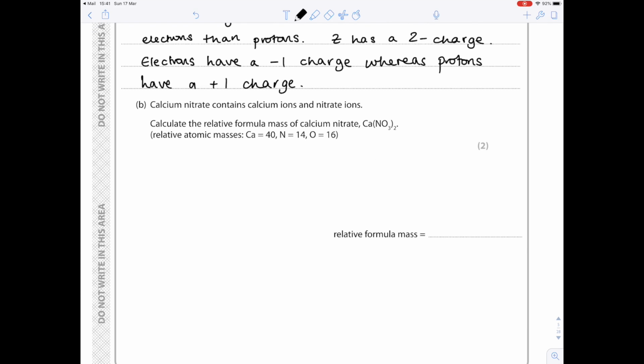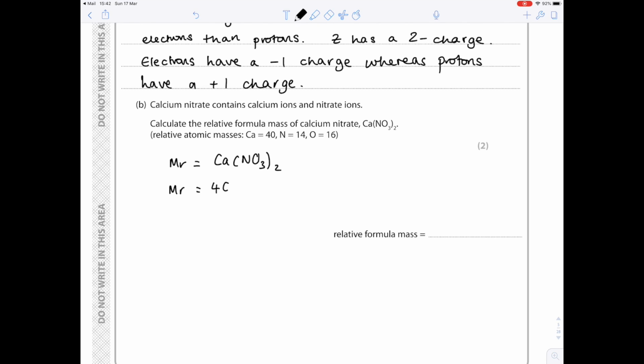Calcium nitrate contains calcium ions and nitrate ions. Calculate the relative formula mass of calcium nitrate. Luckily they've given us the formula, and they've even given us our relative atomic masses. So let's write out the formula here. And to work out the Mr, we need to do each of those masses added up.